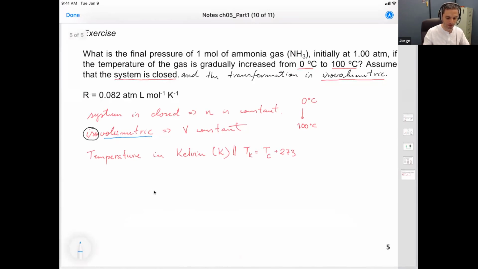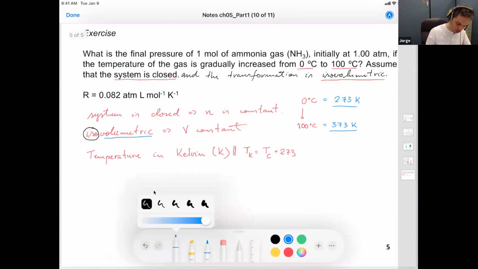So let's do that before we place any equation. That means 0 Celsius is equivalent to 273 Kelvin, and 100 degrees Celsius is equivalent to 373 Kelvin. Okay, so do not forget to transform the temperature from Celsius to Kelvin. Always, always. Okay, so now it's a good point to picture our system.